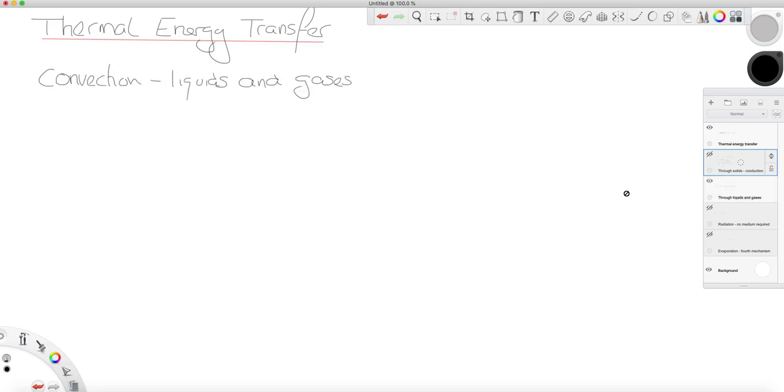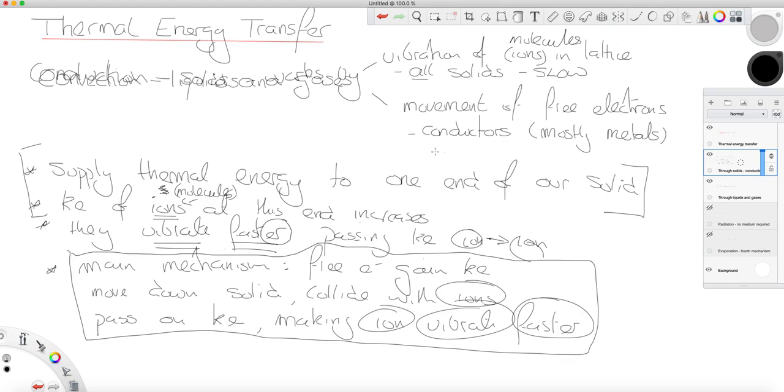Convection then. Well, that's liquids and gases. Now, this is one that's not focused on in the syllabus particularly, but I think in terms of context, seeing why conduction doesn't work in liquids. Why do we have to have a separate mechanism? Well, remember, if I go back to conduction, conduction relied on two things. The vibration between the ions.